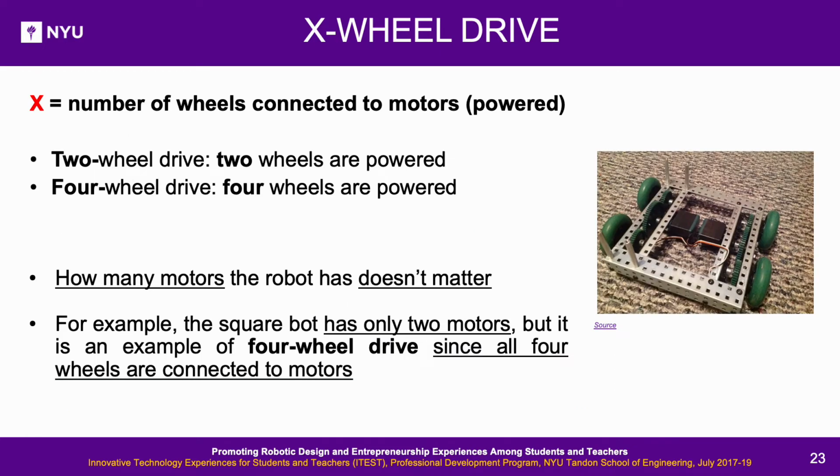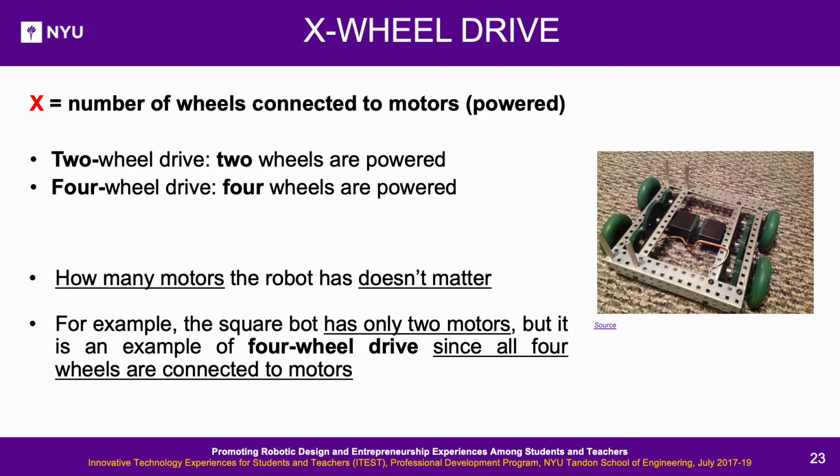X-wheel drive. X is the number of wheels that are connected to motors, that is, the number of wheels or motors a robot has does not matter. What matters is the number of wheels that are powered by the motors. For example, in a two-wheel drive, 2 wheels are powered. The robot can have 4 wheels or 6 wheels, and only one motor, but as long as only 2 wheels are connected to that one motor, it is called a two-wheel drive.